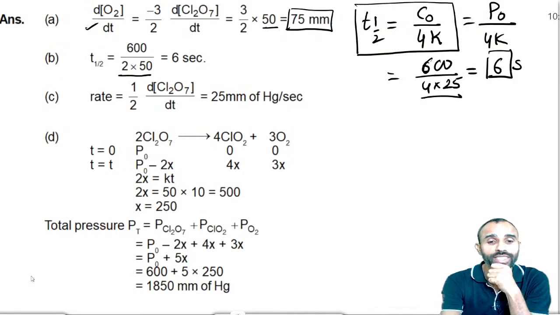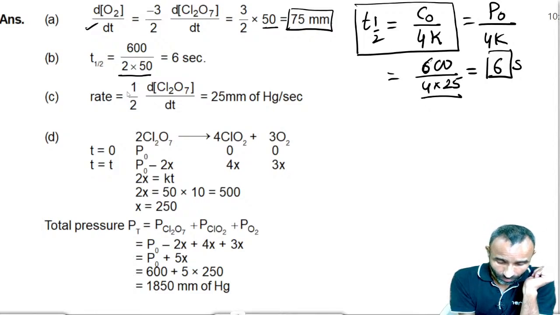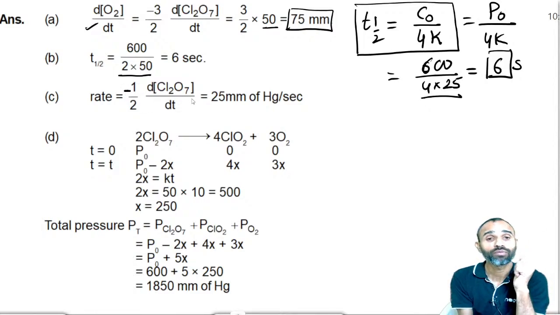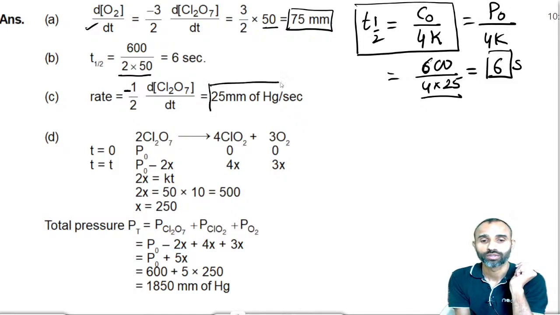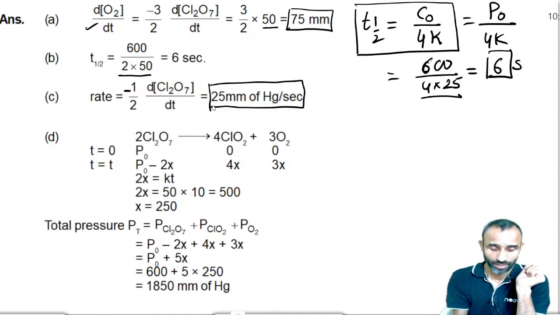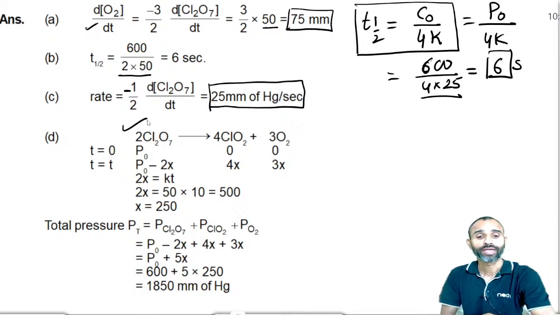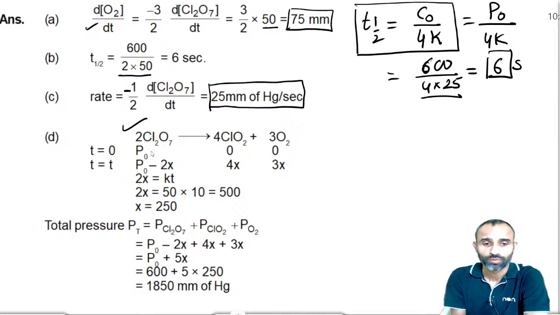And next, the rate of the reaction is minus half d[Cl2O7]/dt, which is 25 mm of Hg per second. Next is total pressure. So this is the relation. At time 0, take the pressure as P naught, and that value of P naught is 600.